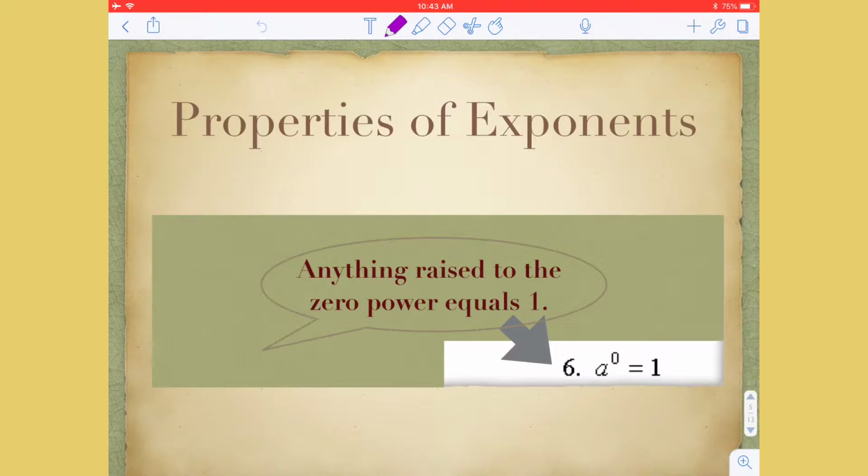There are some different properties that we want to feel confident on. The very first one states that anything raised to the 0 power equals 1. Whether this is a number like 2 to the 0 power, or 5 to the 0 power, or 100 to the 0 power, all of those are going to equal 1. Same thing if it's a variable. If it's x to the 0 power, y to the 0 power, a to the 0 power, regardless of the variable, if it's being raised to the 0 power, it is always going to equal 1.